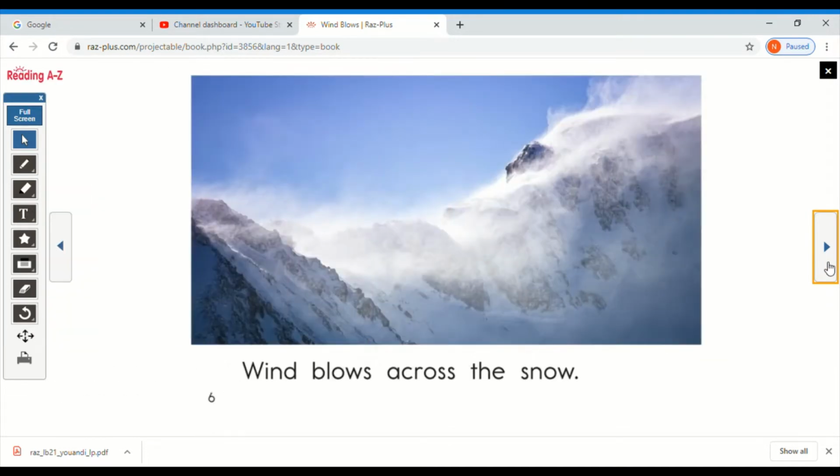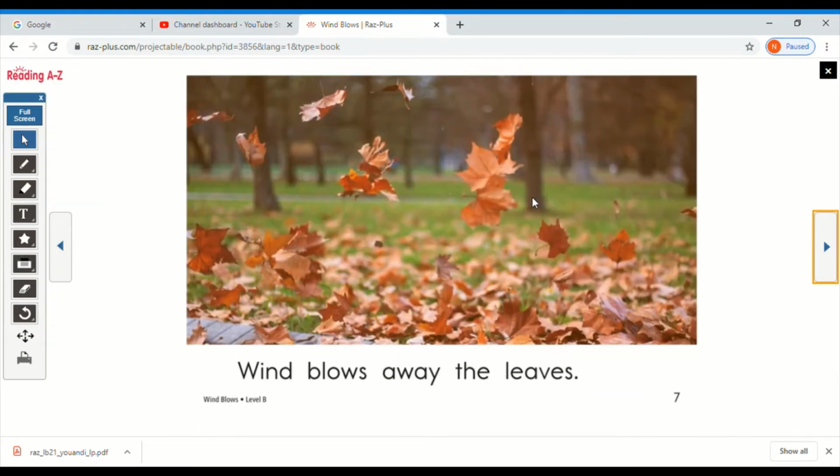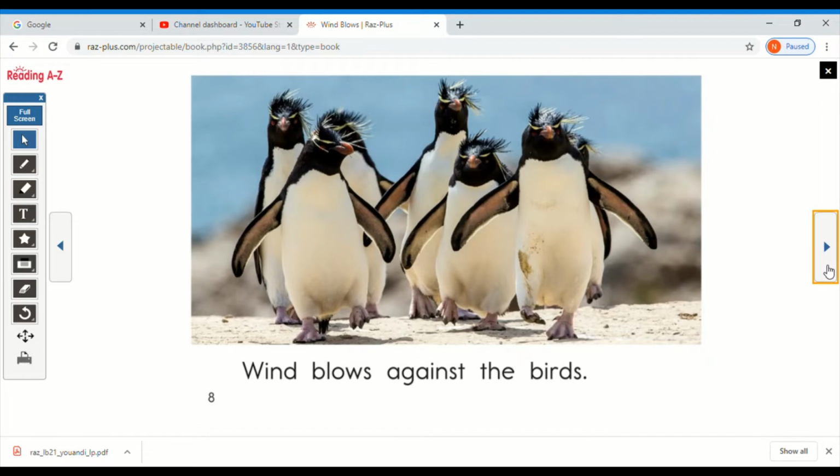Try on this page. It says, wind blows across the snow. Were you able to read that? Okay, look at the picture. Think about the beginning sounds. Did you read, wind blows away the leaves? Okay, look at the picture. What's happening? And look at the beginning sounds. Give it a try.